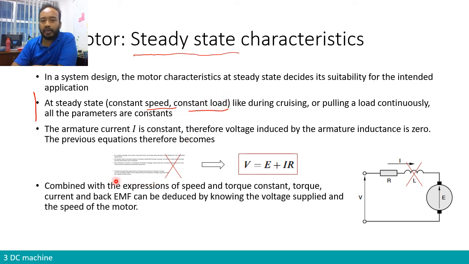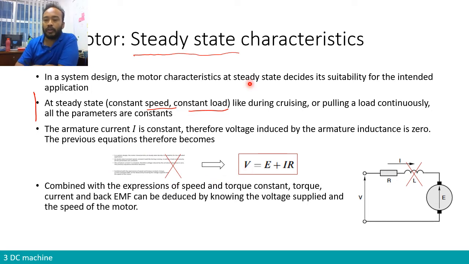And if you look at our equation that we have just now, V equals E plus IR plus L di over dt. If we have a constant current, therefore there will be no di over dt. Di over dt will become 0, because di over dt is basically the variation of current. We have no variation of current, therefore the term L di over dt will become 0. There will be no influence of inductance on the characteristic of the armature circuit anymore.